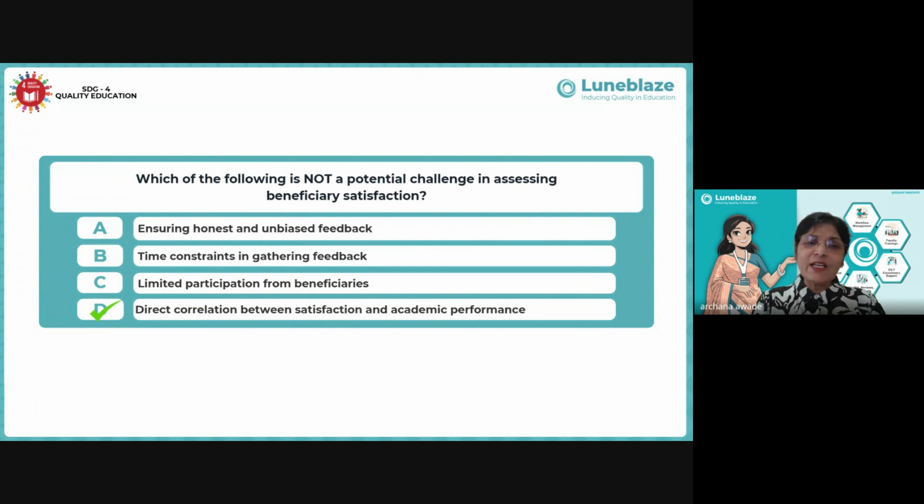And the first three are the common challenges we see in schools. Let me give you an example. Sometimes parents hesitate to give honest feedback because they don't want to offend the teachers, and teachers too may feel rushed to collect feedback during exams or a busy school schedule. Similarly, not every student or parent participates actively in the surveys or feedback, leading to limited data. So these three options are the common things we see in the school, but the fourth option is the correct one, which is not a potential challenge in assessing beneficiary satisfaction. Now let's move on to the next slide.